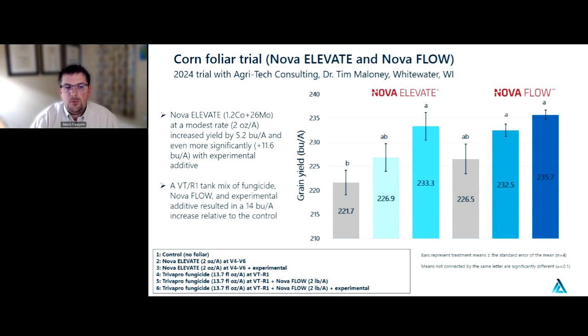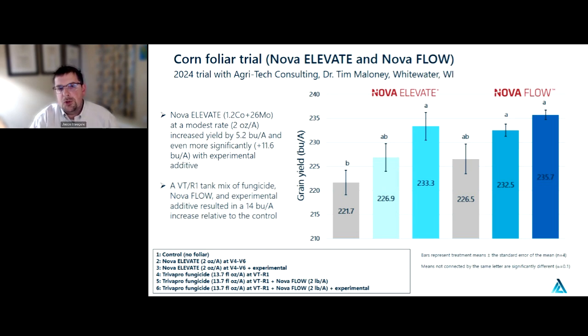So, for example, at V4, V6, this could potentially be a herbicide application timing, or for those who are doing an early season fungicide or plant health application, it could coincide with that as well. And then certainly at VTR1, that's a great time to apply a foliar fungicide if you choose to do that, as well as to focus on other nutrients that are really important at that time, like boron.